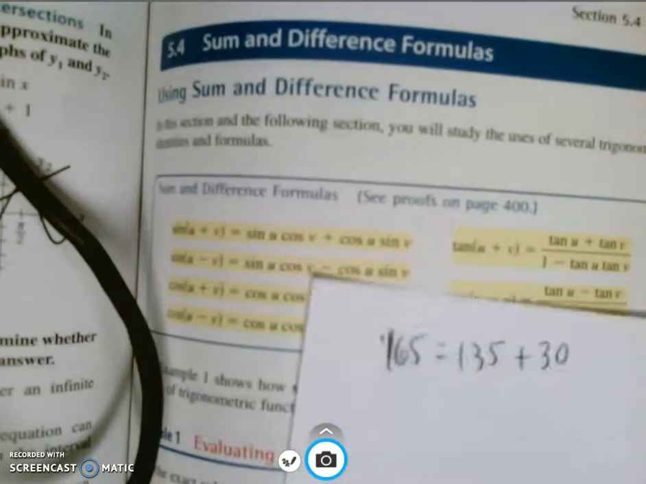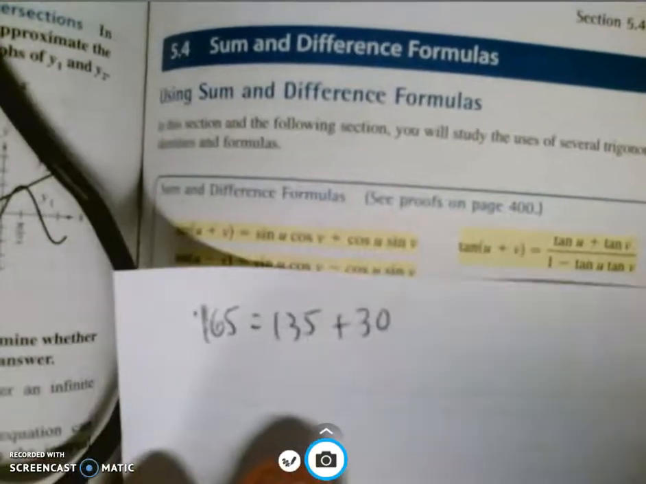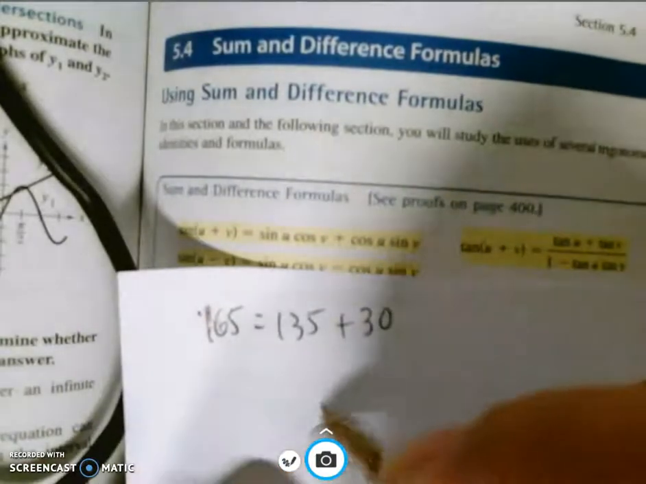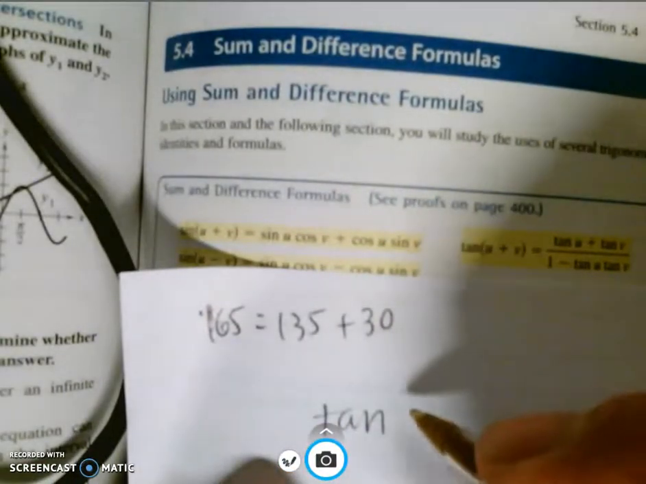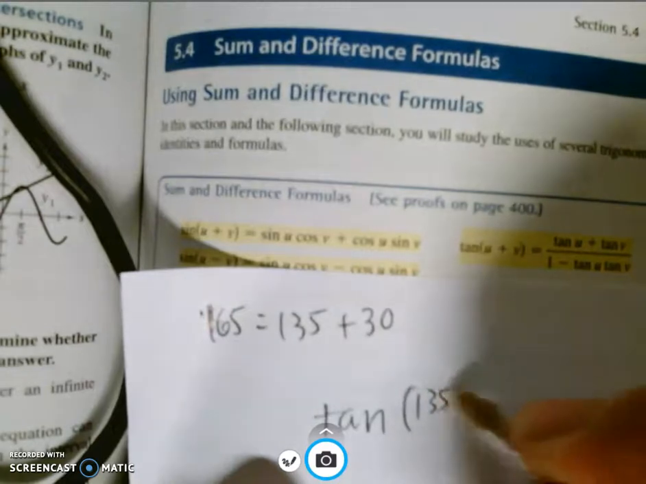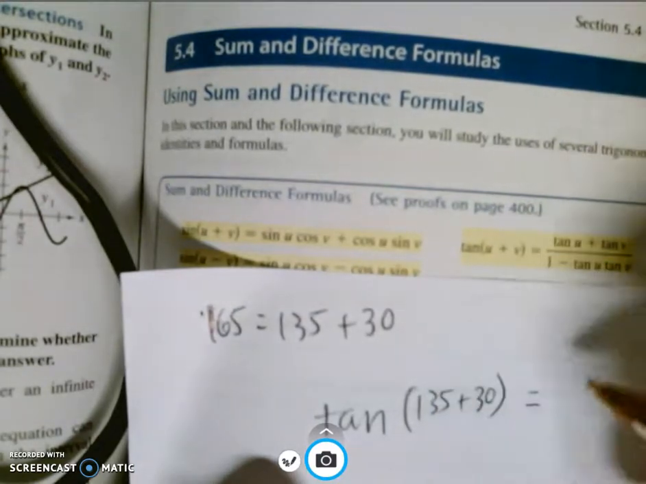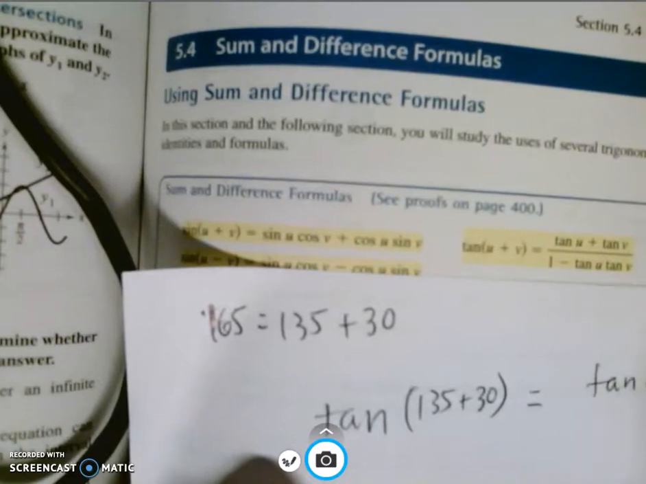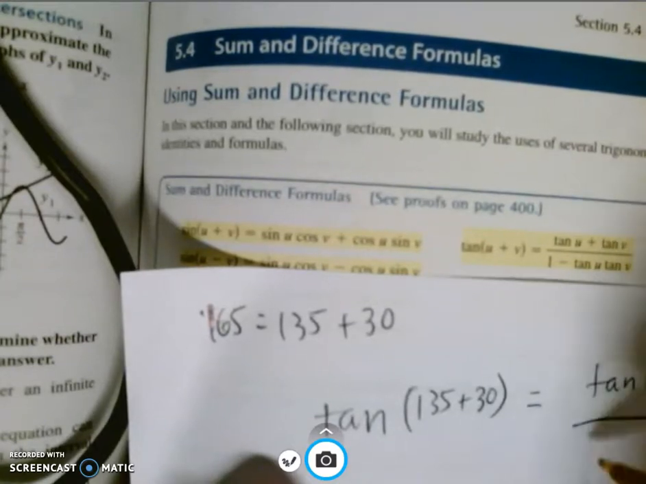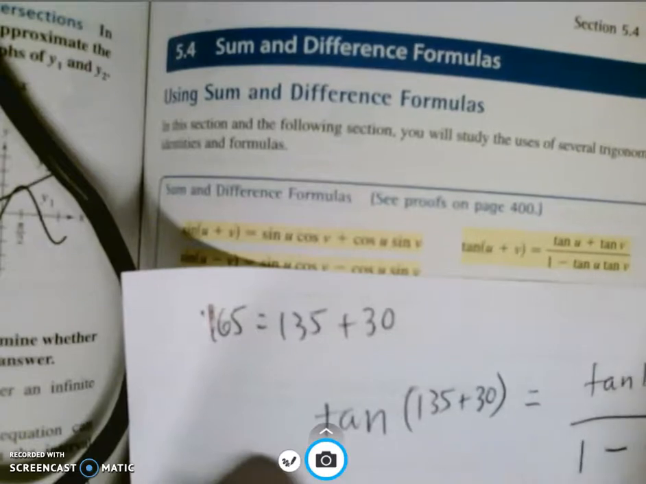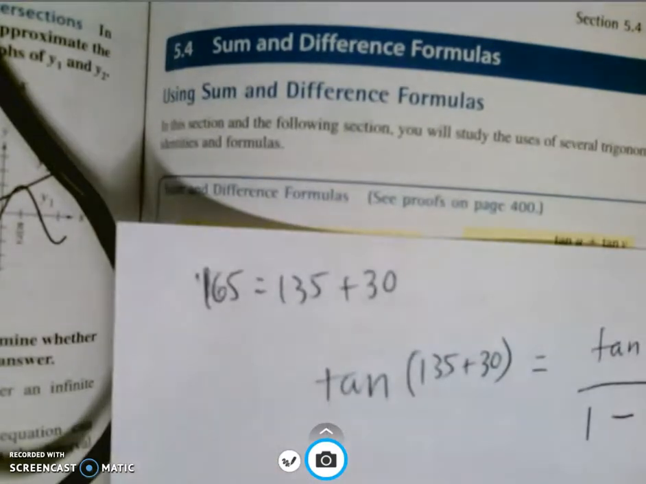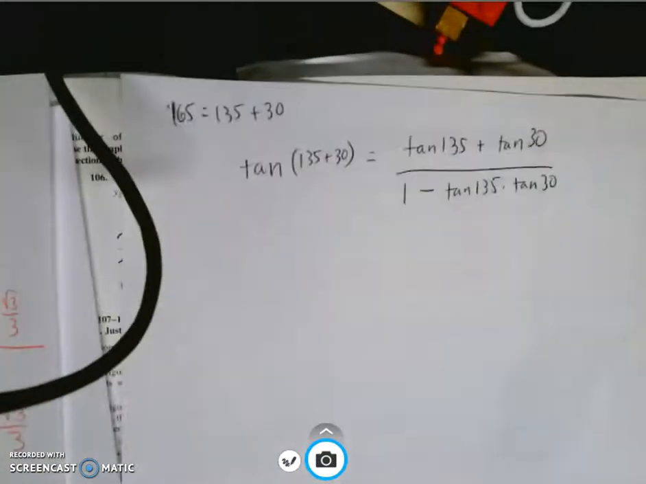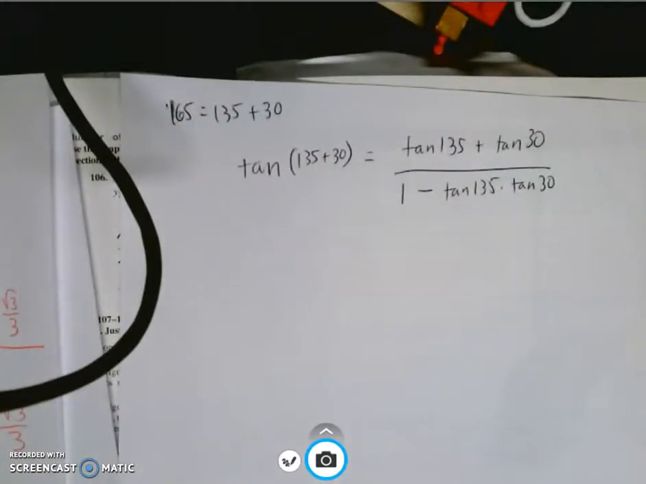So let's not dilly-dally. What does this mean? This means what we're trying to do is tangent of 165, but what we're really going to write is tangent of 135 plus 30. And according to this rule, that would be tangent of 135 plus tangent of 30 over 1 minus tan 135 times tan 30. Whoops, I'm sorry, you can't even see that. Let me make this a little bit better. Okay, so that's what we did.